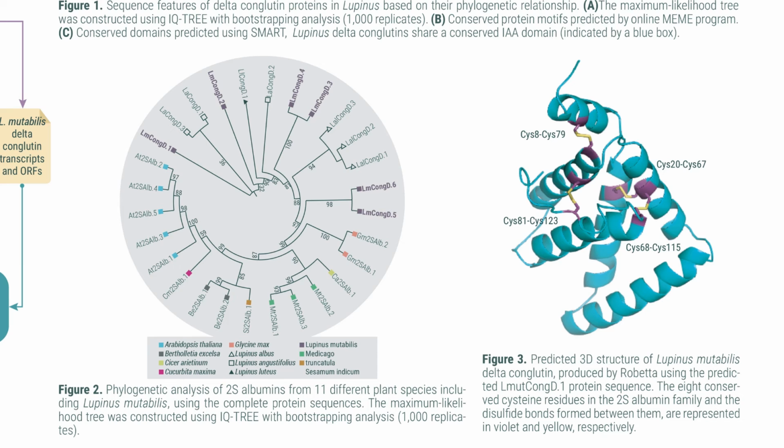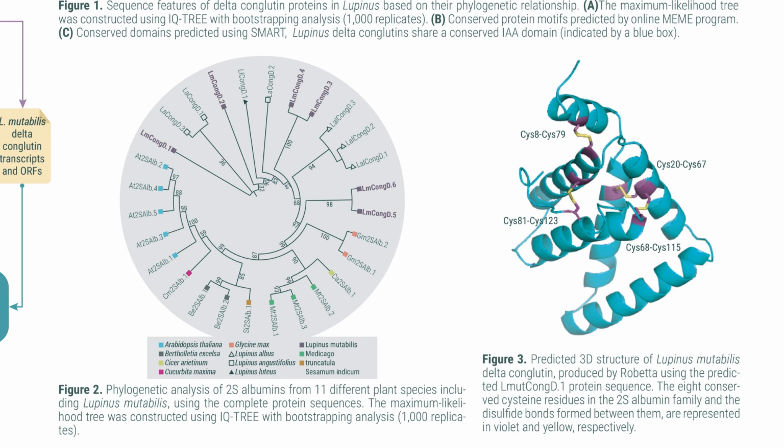In Figure 2, we can observe a phylogenetic analysis of 2S albumins from 11 different plant species, including all the sequences obtained from the Lupinus genus and the recently identified delta conglutins from Lupinus mutabilis. In Figure 3, we have the best 3D structure model predicted. This 3D structure was produced by RoseTTAFold, and we used the Lupinus mutabilis delta conglutin 1 protein sequence for the protein structure prediction. The best model was selected using MolProbity and other scores.